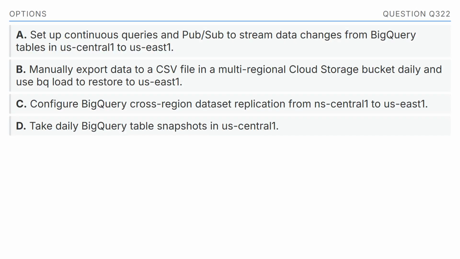The options are: Option A, set up continuous queries and Pub/Sub to stream data changes from BigQuery tables in US-Central-1 to US-East-1. Option B, manually export data to a CSV file in a multi-regional Cloud Storage bucket daily and use BQ load to restore to US-East-1. Option C, configure BigQuery cross-region dataset replication from US-Central-1 to US-East-1. Option D, take daily BigQuery table snapshots in US-Central-1.